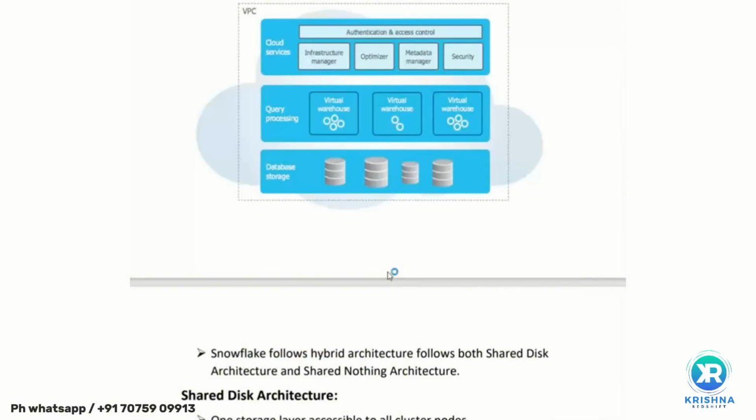The optimizer will be there, metadata will be there. They will all be maintained by separate services within. But here he has clearly highlighted in the architecture what all we have in the cloud services layer: infrastructure manager, optimizer, metadata manager, security. There he didn't highlight that. He just says that we have leader node and compute node, and the leader node will do all these things there. Here it is the cloud services layer that will do it.